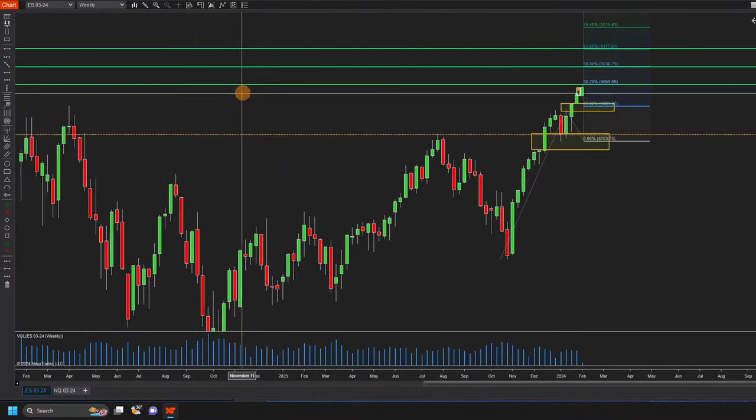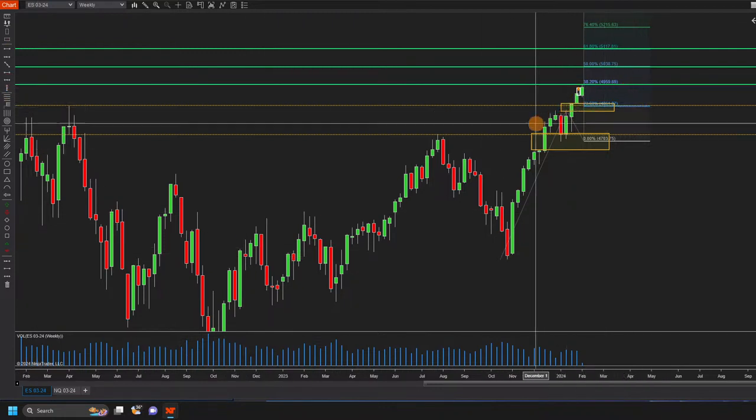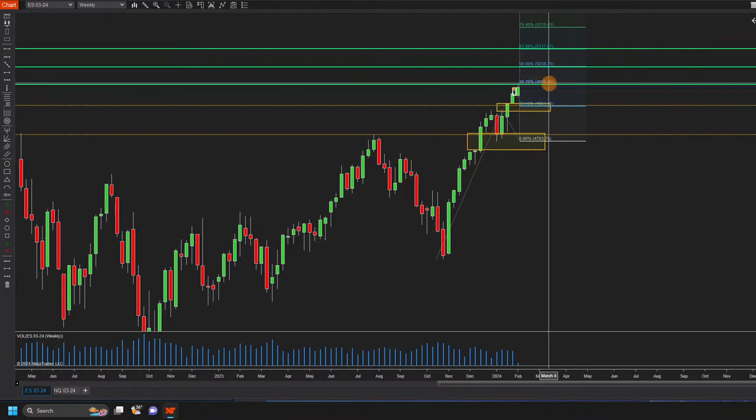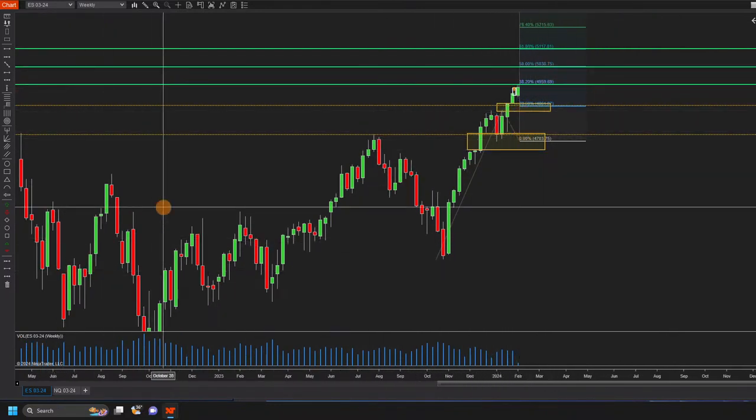Let's see what else we got. Another swing high right here. Drop that one in there. Okay. So we've got some levels to work with there. We've got some Fibonacci extensions to the upside. We've got some levels to work with on the downside for the weekly. Looks good.